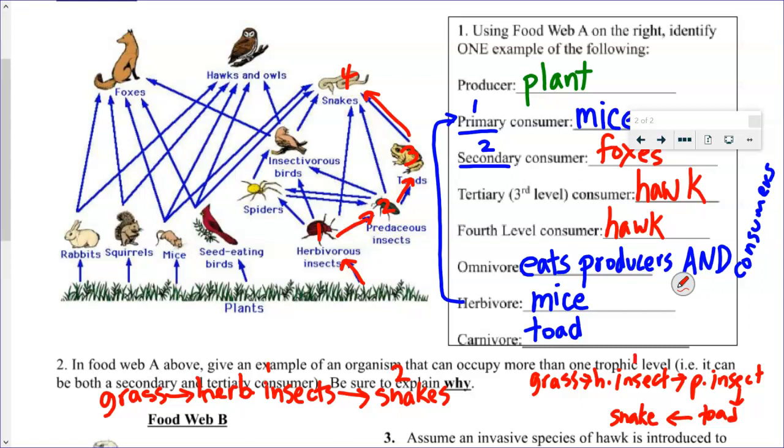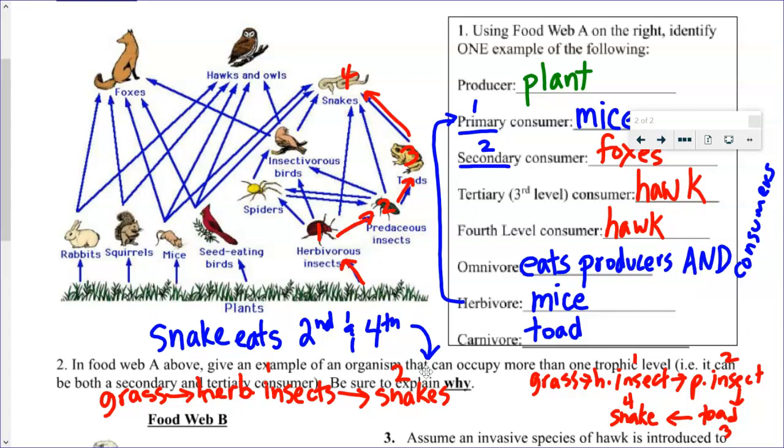But what that shows us is that there's the primary level, there's the secondary level, there's the tertiary level, there's the quaternary level. So what we're showing with our evidence here is that the snake eats at the secondary level and the quaternary, or you can call that the fourth level. So that's really the answer there. The evidence to support that claim is what I wrote and read, our two food chains.